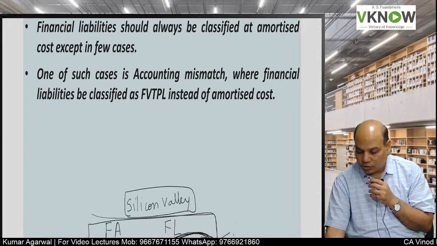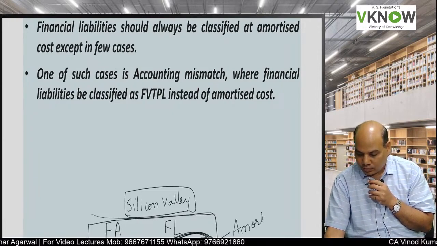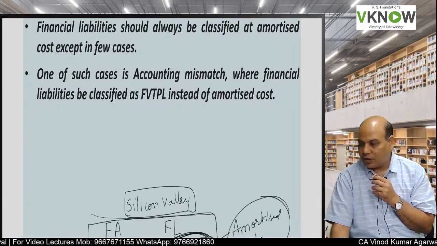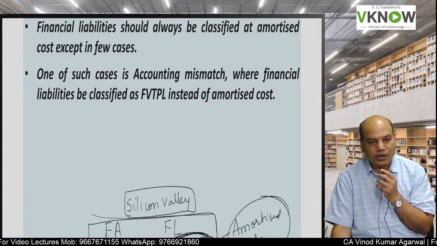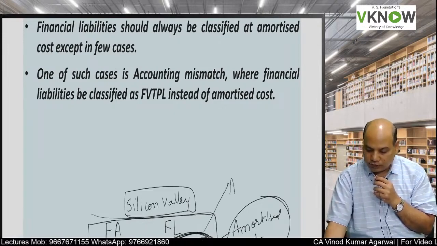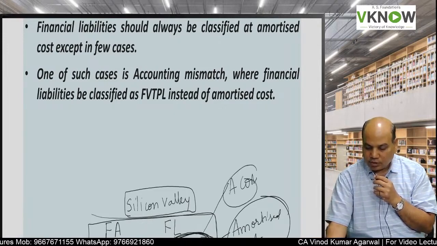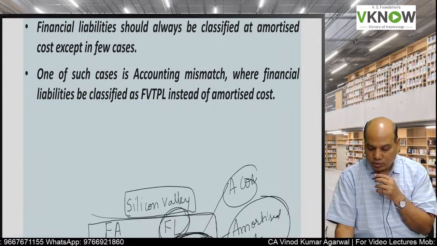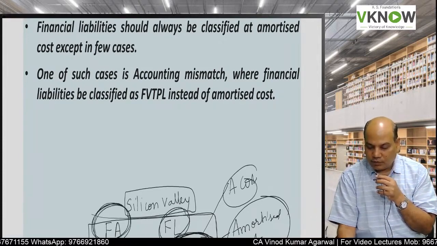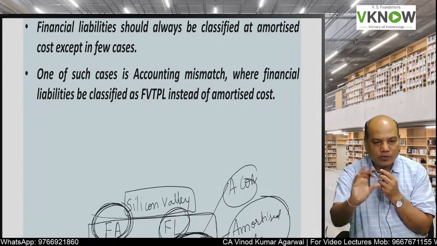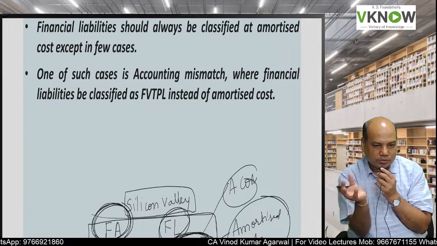If they follow amortized cost for financial liability, then the fair value of the liability will never go to P&L account, but change in fair value of the asset will go to P&L account. So P&L account will fluctuate.